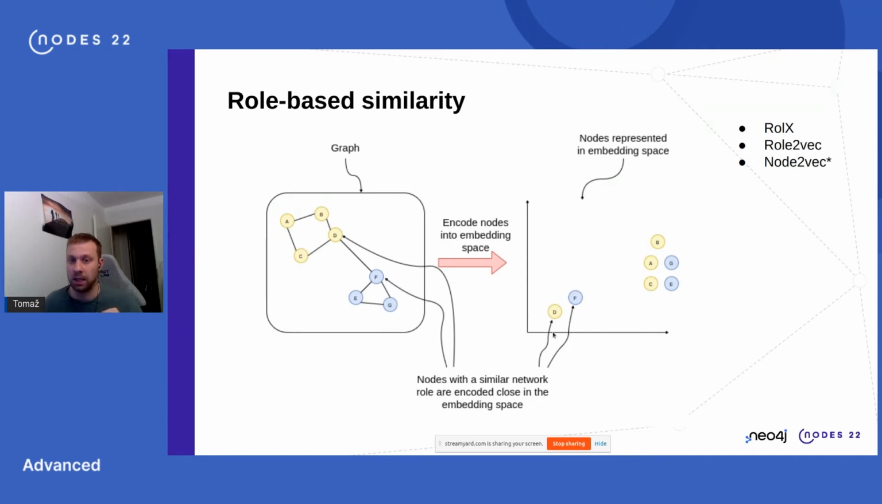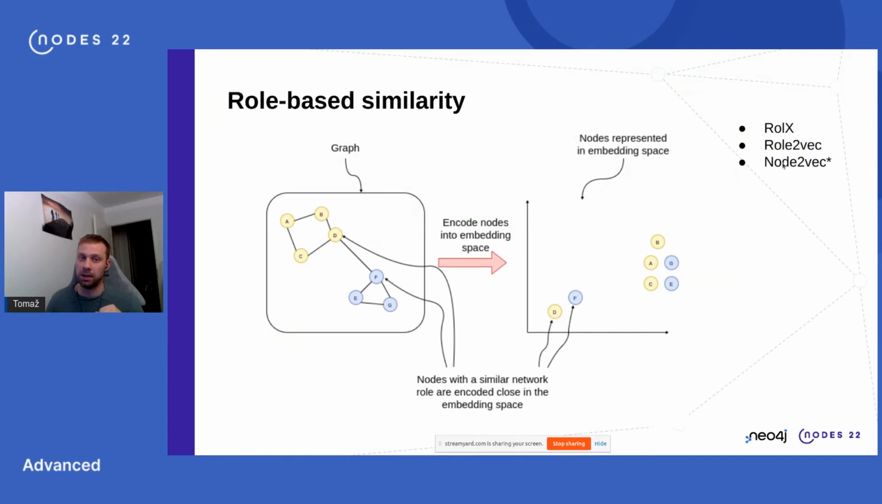So you can see that in the embedding space, actually node D and F are close, and then all the other nodes are close because they have a similar role. So they're on the periphery of the network. For example, in this case, they all have two links, right? And here are some node embedding models which can be used to capture or encode the structural roles of nodes.